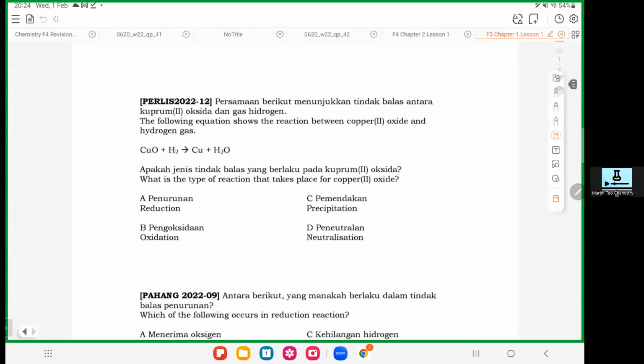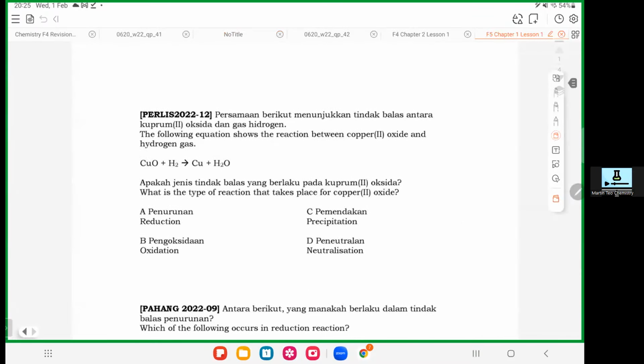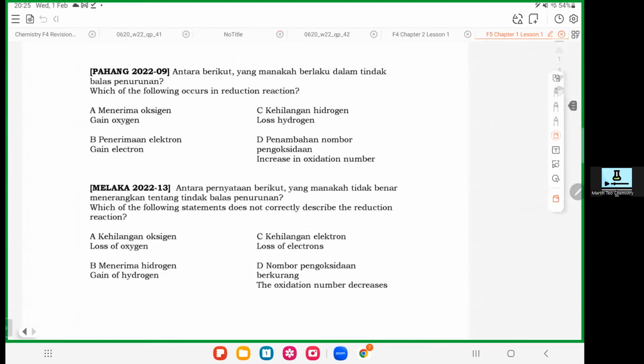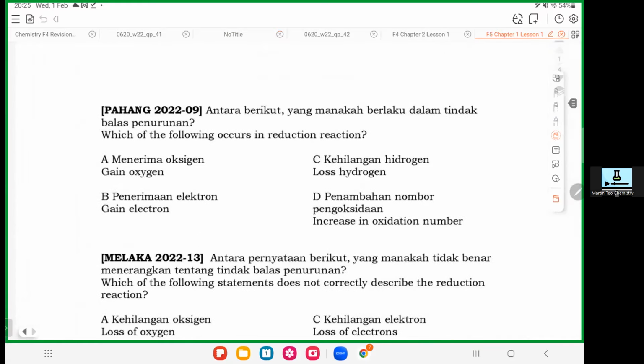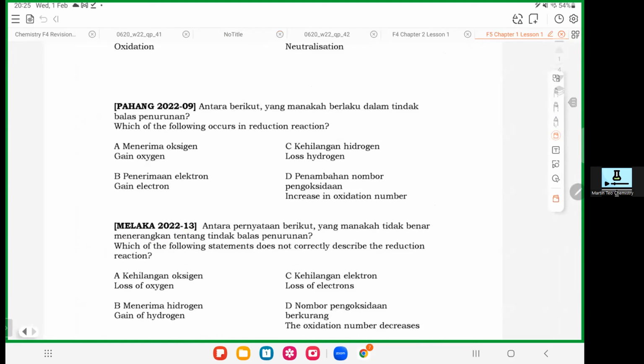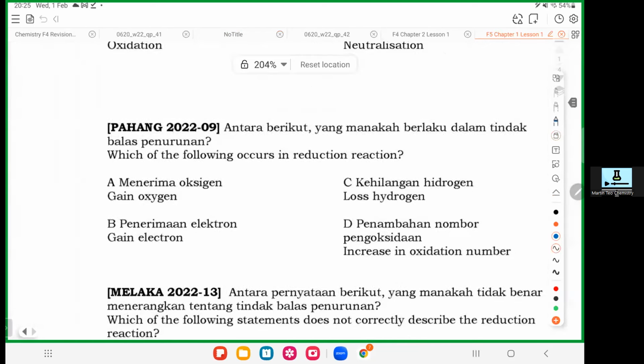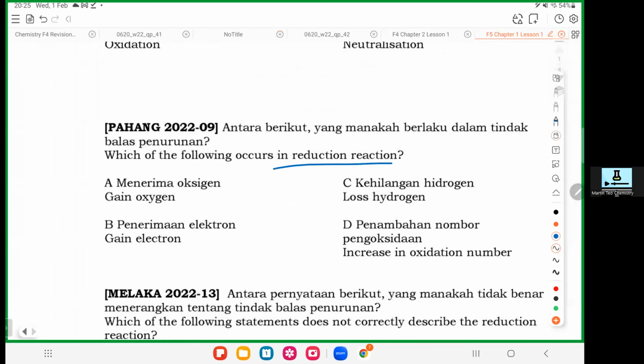So let me show you the question here. This question is all coming from good quality questions. All the questions I'm showing you today are coming from trial exam papers. Let me show you the first one. This is the first question coming from Pahang, and this one is coming from Malacca. So what do they want? The Pahang question: which of the following occur in the reduction reaction?